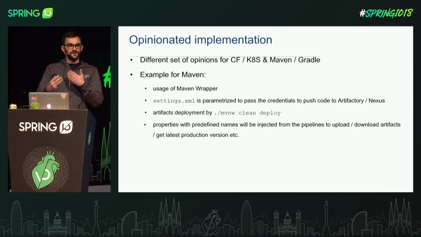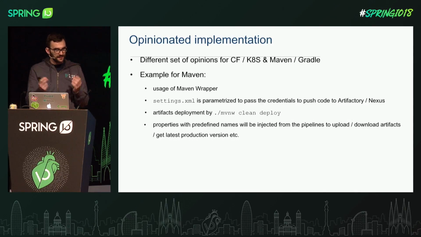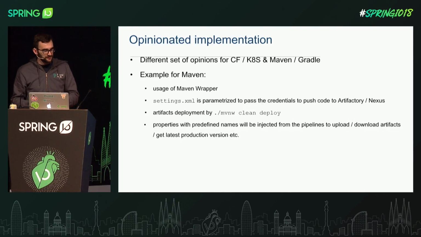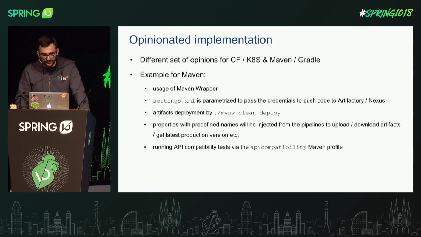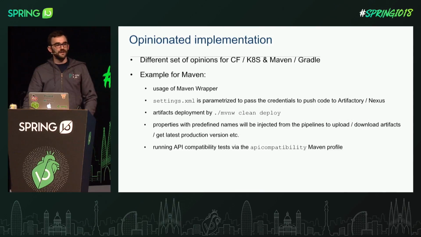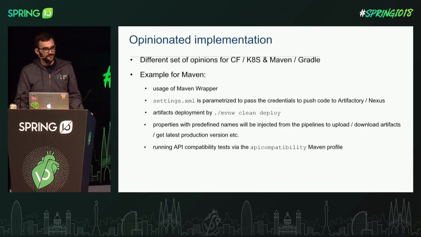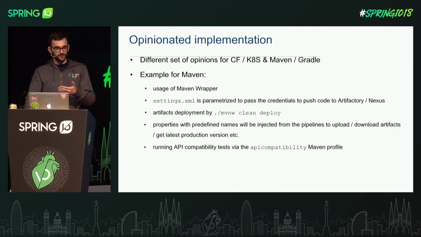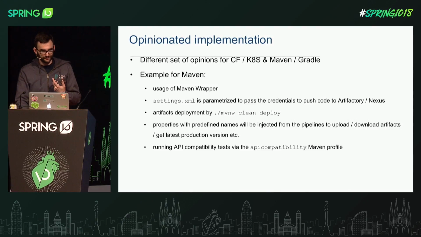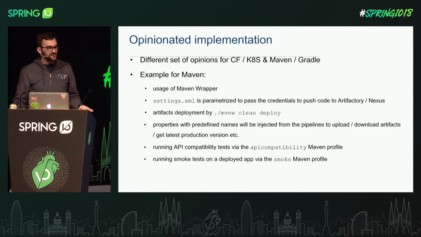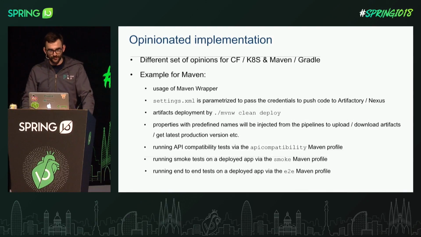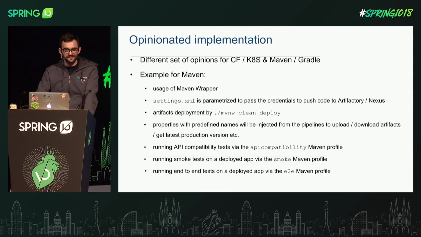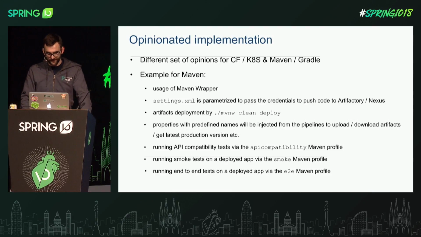We require certain properties to be there, with predefined names. Also, the pipeline will inject certain properties for you that you can reuse. When we execute the step for API compatibility check, we actually run your build with a profile called API compatibility. It's up to you to decide what that means, and we show some samples of what it means for us. The same for smoke. The smoke test is actually running the build with the smoke profile, and end-to-end is running the build with the E2E profile. Very similar for Gradle, where you have tasks, and the properties are also required, etc.